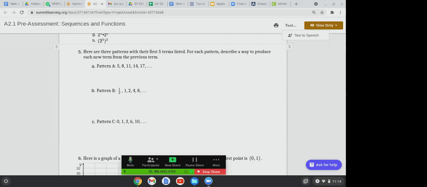So look at B. We started with a half. We did something and we got 1. We did that same thing and now we got 2. We did that same thing. We got 4. We did that same thing again and got 8. What did we do? Multiply by 2. Oh, dang. Look what y'all doing. And what about C?